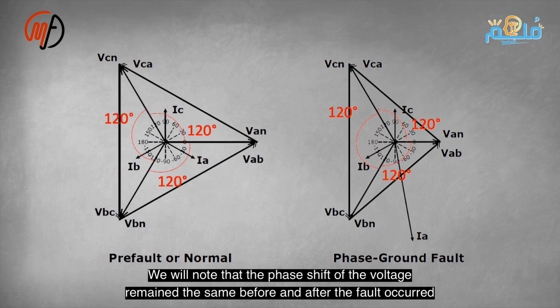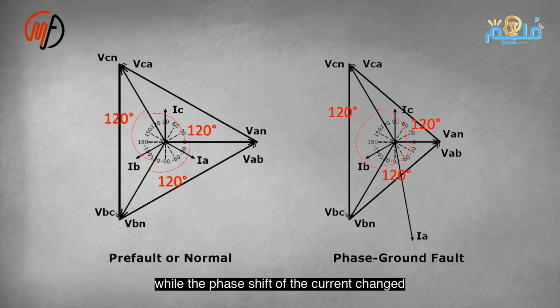The occurrence rate of such faults, phase to ground, is 70 to 80% of total faults. Most faults in the electrical network are ground faults. The last type of unsymmetrical faults is phase-to-phase and phase-to-ground faults.